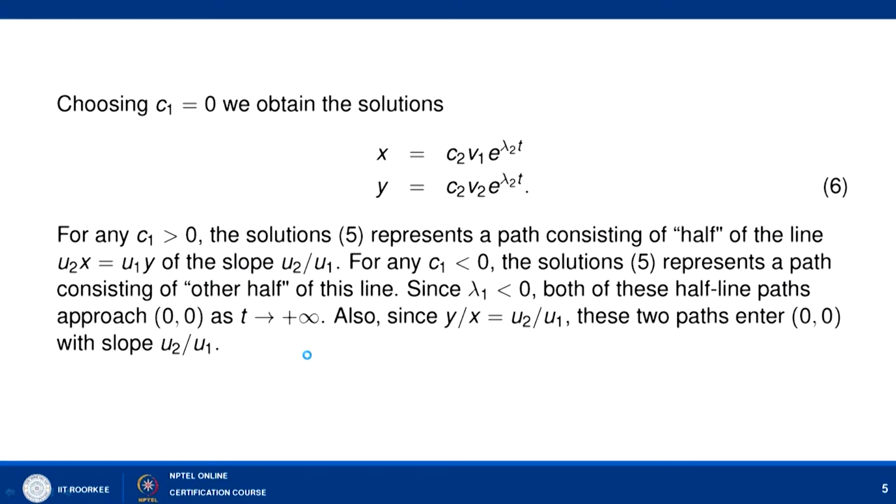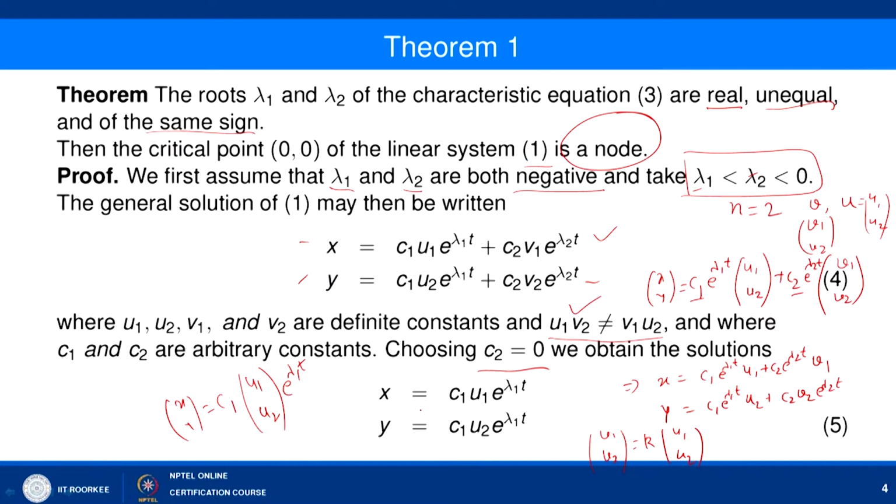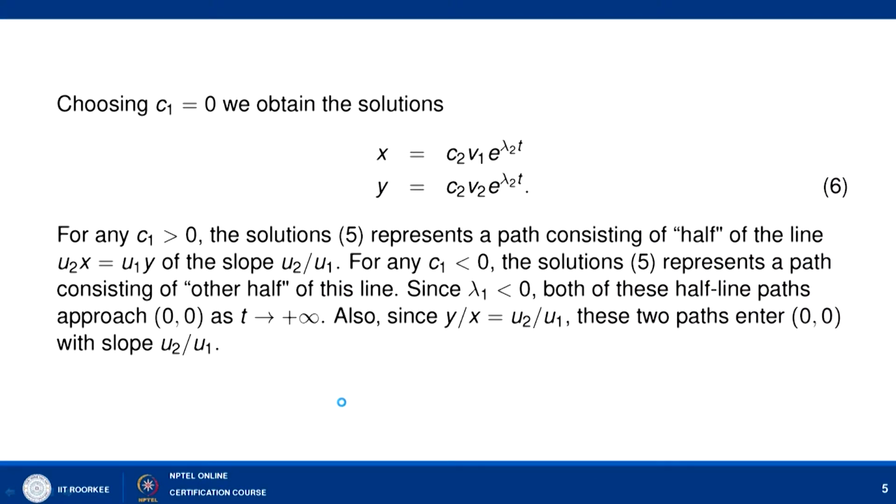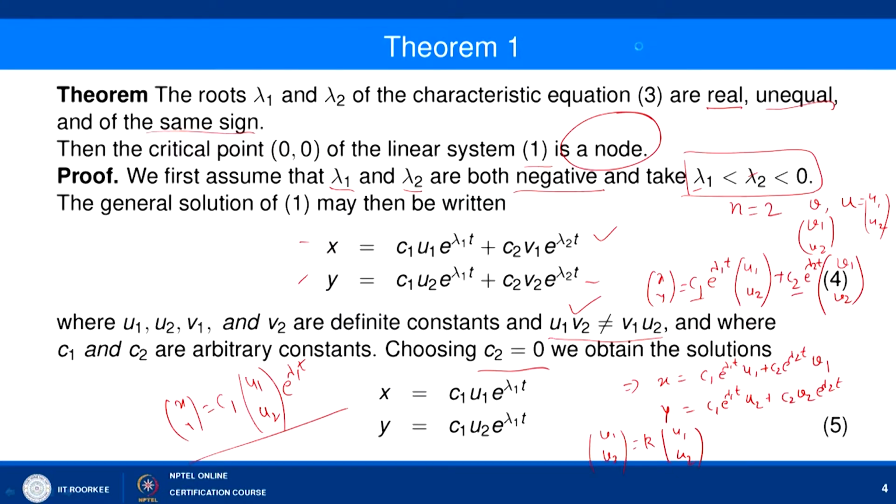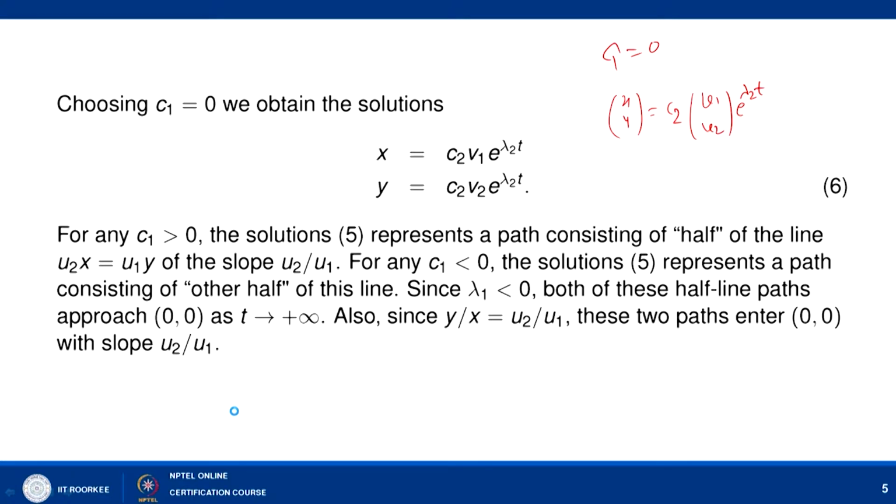Now similarly, we have assumed C2 equal to 0 and obtained a solution like this. If we assume that C1 is equal to 0, then the solution will be xy equal to C2 times v1 and v2 times e to the power lambda 2 t. This is corresponding to C1 equal to 0, and the earlier one is corresponding to C2 equal to 0. Now, when we consider the case where C2 is equal to 0 but C1 is non-zero, C1 may be positive or negative.